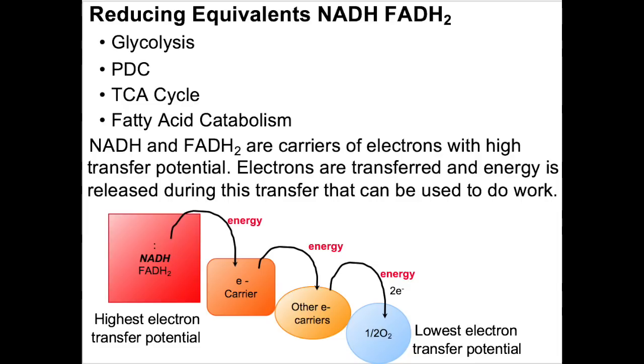And so, as these electrons are passed on through the electron transport chain, energy is produced that can do work. This work is going to be the pumping of protons from the mitochondrial matrix into the mitochondrial intermembrane space. This is going to set up a chemiosmotic gradient that will help to power ATP synthesis.